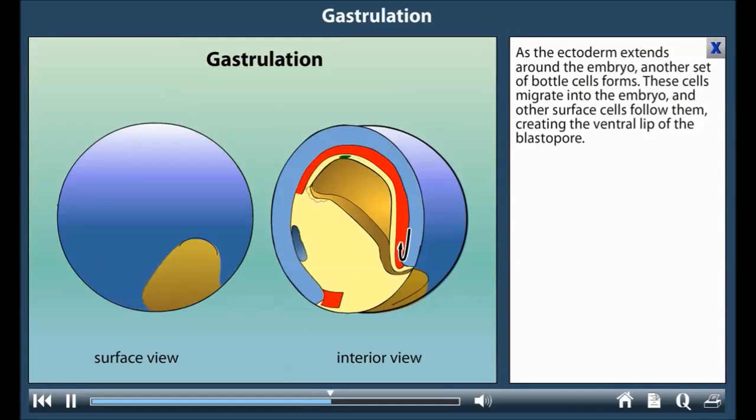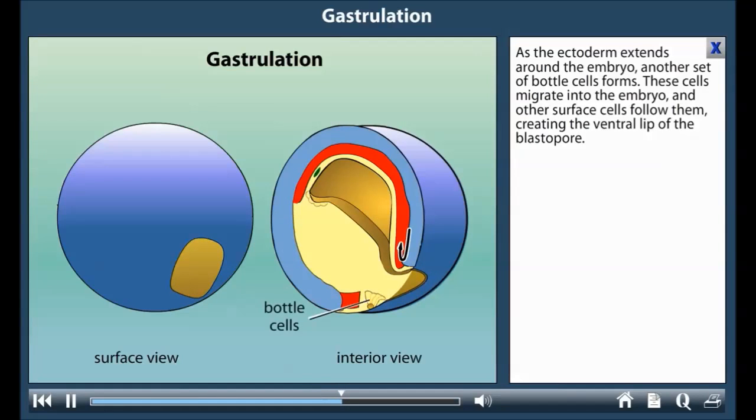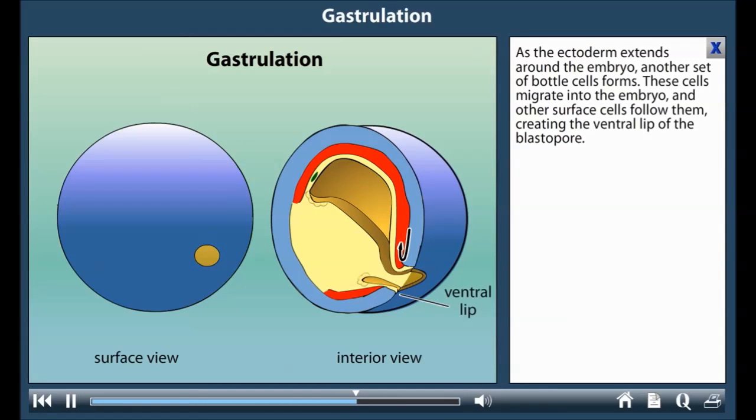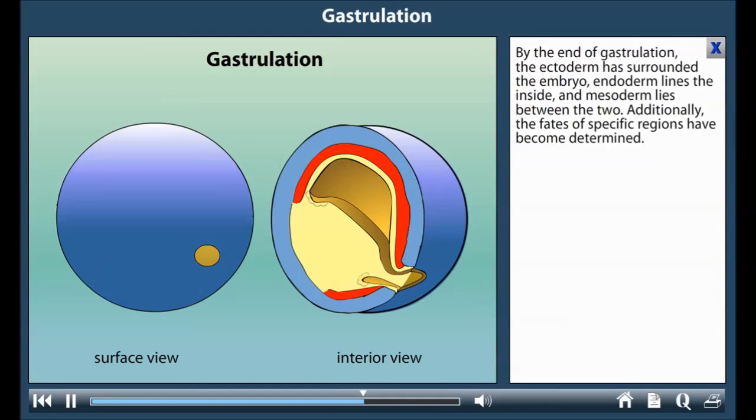As the ectoderm extends around the embryo, another set of bottle cells forms. These cells migrate into the embryo, and other surface cells follow them, creating the ventral lip of the blastopore. By the end of gastrulation, the ectoderm has surrounded the embryo. Endoderm lines the inside, and mesoderm lies between the two.